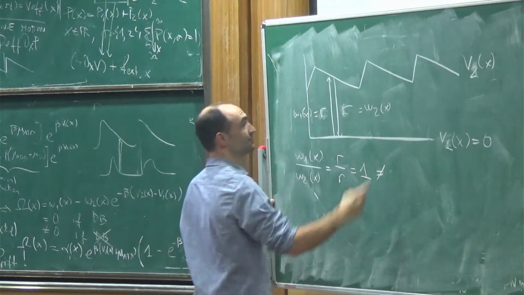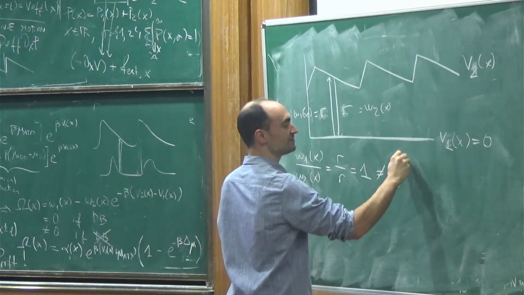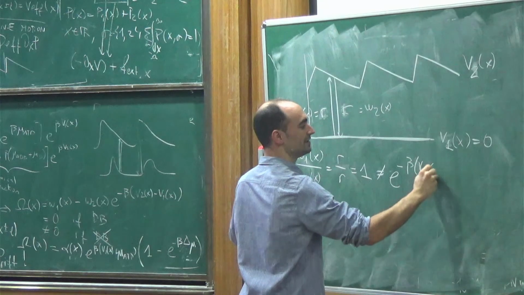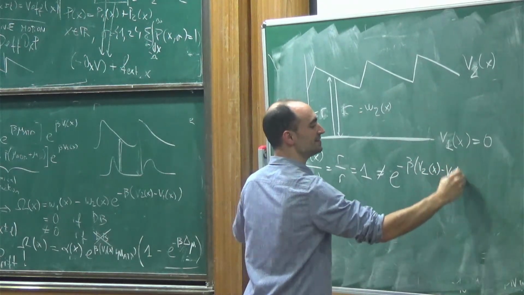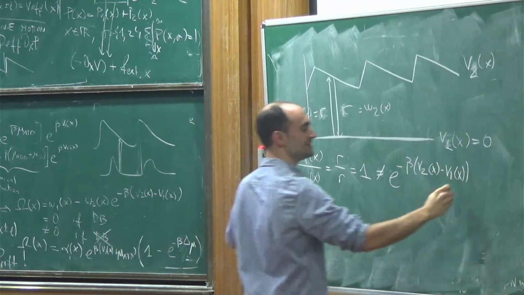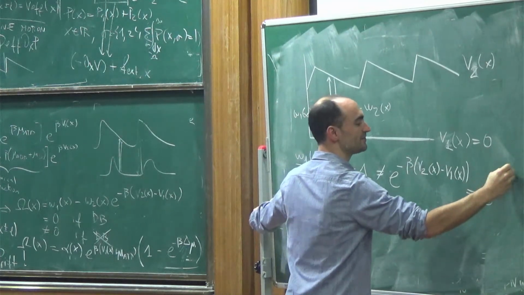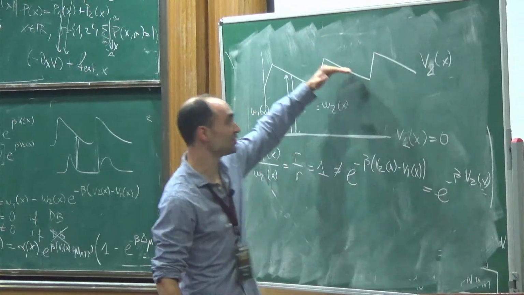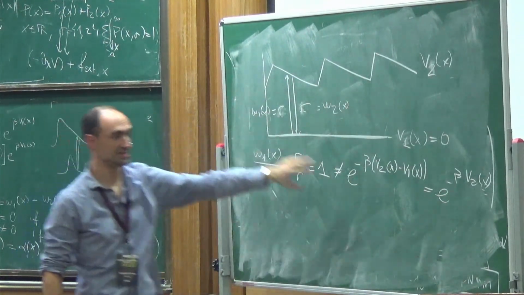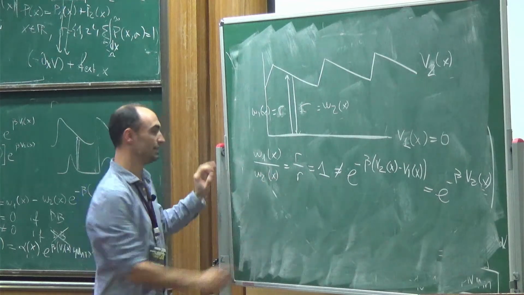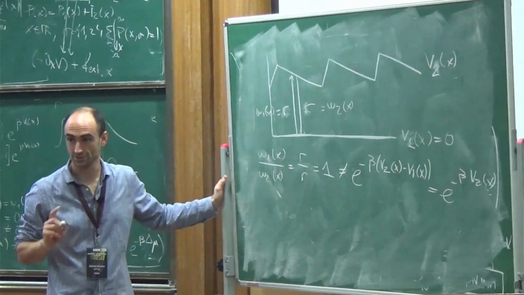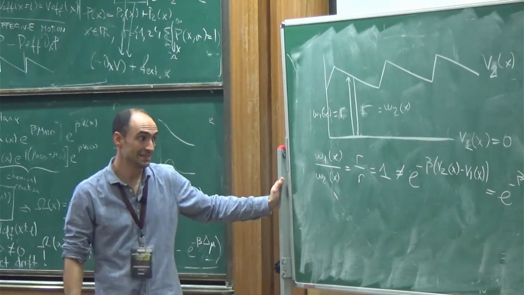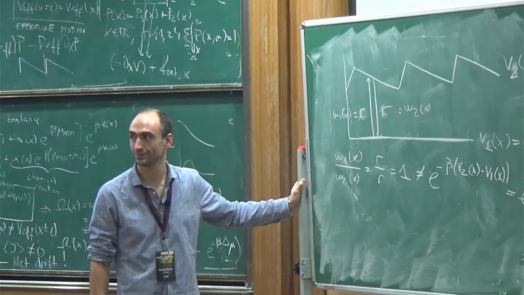And this is different to e to the minus beta b2x minus b1x. Because in this case b1x is 0, so this is e to the minus beta b2x. And see, b2 is always positive. So this is not equal to 1. Exponential of minus something positive is smaller than 1. So you break the detailed balance.